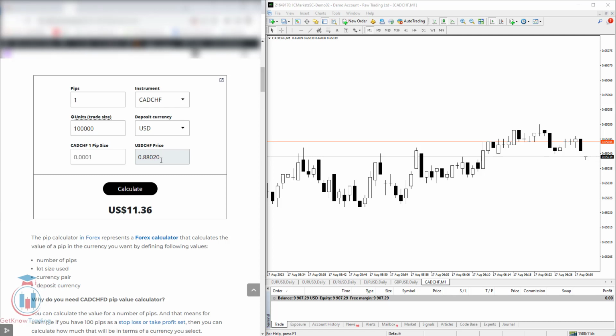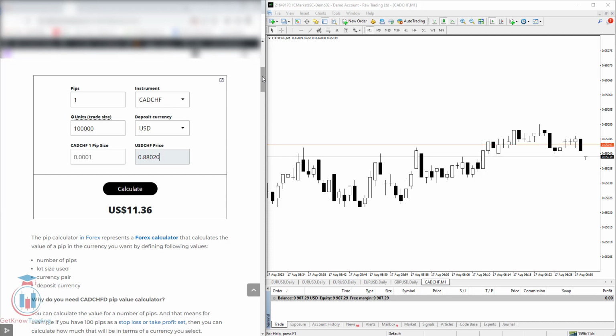And you have here the USD CHF price, and this is an additional currency price. I need to make the calculation for the pip value in the deposit currency, which is not equal to any of these two inside the instrument, Canadian dollar or CHF. I have US dollar as a deposit currency, so I need the USD CHF additional price to make the calculation.